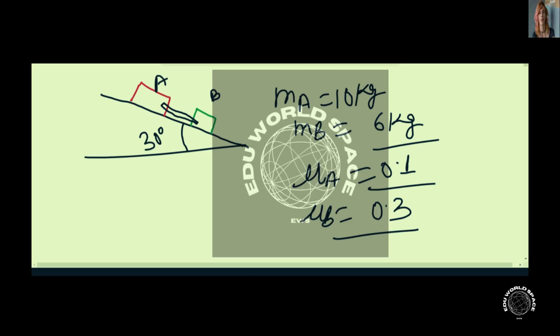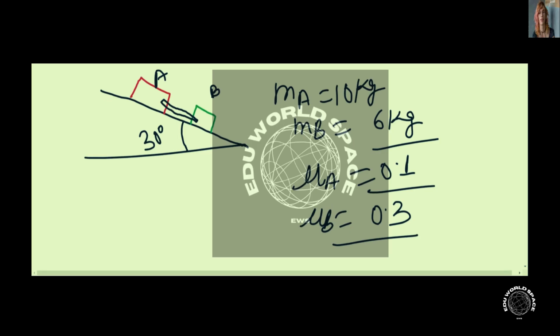Basically, in this question, on an inclined plane of angle 30 degrees with the horizontal, a block A and block B are placed, and they are obviously connected by a link. So first we have to calculate the force developed in the link. The mass of block A is 10 kg and of block B is 6 kg, and the coefficient of friction between the surface and block A is 0.1, and for B it is 0.3.